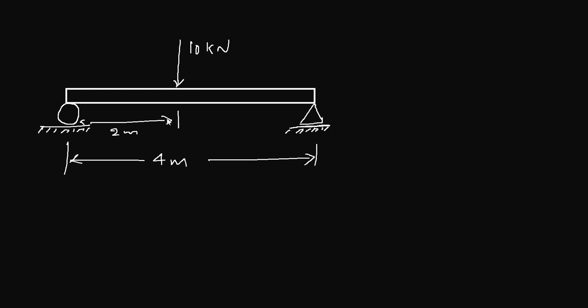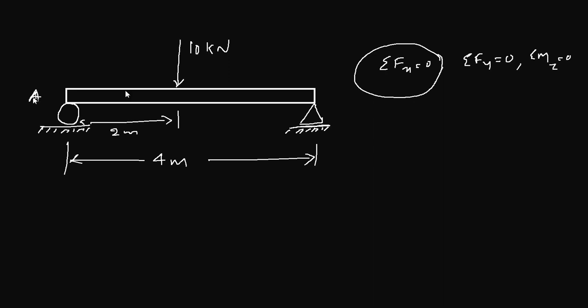First of all, you need to calculate the support reactions. This is a symmetry case where you have 10 kilonewton acting at the center of the beam. As I said before, you have three equations: summation of forces in x direction equal to 0, forces in y direction equal to 0, and summation of moments in z equal to 0. As there are only vertical loads, the x condition is already satisfied. For the y direction, if this is A and this is B, you will have RA acting upward, and RB acting upward again. So RA plus RB equal to 10, or RA plus RB minus 10 equal to 0.